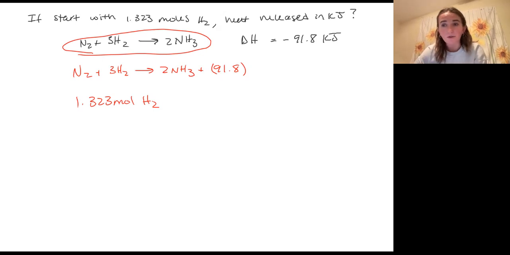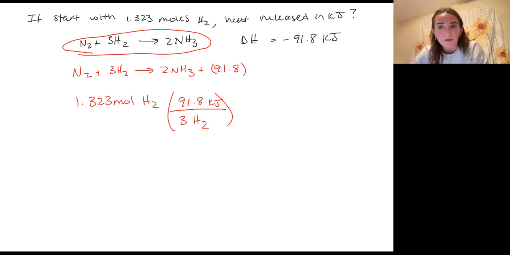Yep. Right, we're going to use a mole ratio. It's not going to be exactly a mole ratio because we're not going from moles to moles, we're going from moles to energy, but this energy that's produced is for 1 mole of a reaction. So we could say that for every 3 moles of H2 that's used, we produce 91.8 kilojoules of energy.